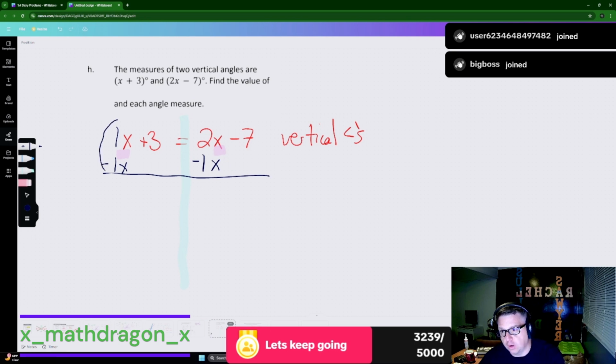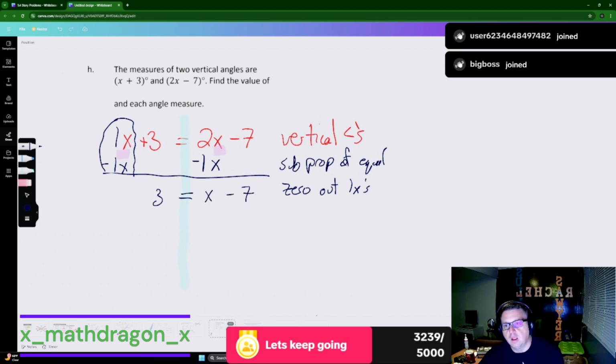So that is going to be our subtraction property of equality. See, this is why I squeezed it in and was like, you'll see it plenty of times. Because you do. You see the subtraction property of equality a lot. So these will zero out. So I zero out the 1x's. And I'm left with 3 equals x minus 7. Now, I could have put a 1x there. But once again, like we speak, it's bad form. I would just leave it as an x.